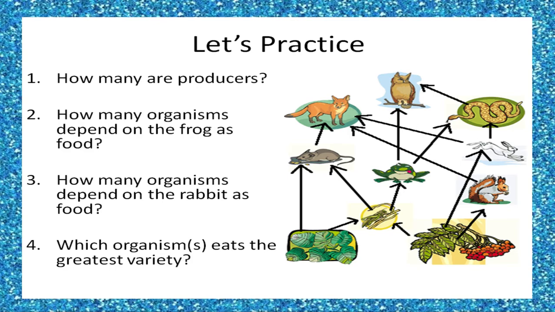Which organism eats the greatest variety? So let's look at the organism that has the most variety in its food, which means the animal that has the most arrows pointing at it. So our fox eats mice, eats squirrels, eats rabbits.